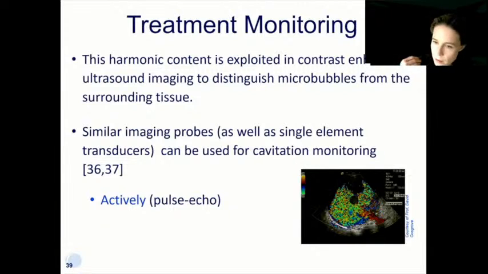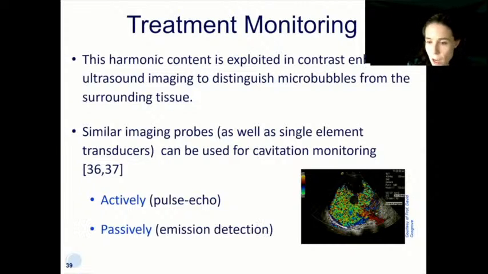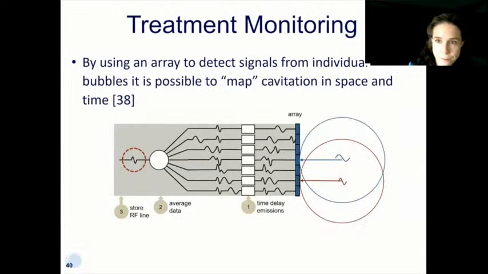We can, just as in ultrasound imaging, use pulse echo techniques. We send in a short pulse of ultrasound, and the backscatter from the bubbles tells us where they are and what they're doing. This is so-called active imaging. But we don't actually need that initial pulse, because in therapeutic ultrasound, the bubbles are already oscillating. They are already producing a sound field, and we can just listen passively for that.